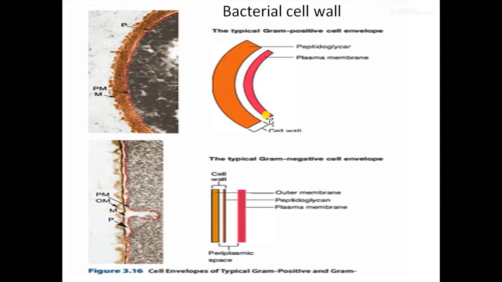And in between the plasma membrane and the cell wall, there exists a space called the periplasmic space. In the case of gram-negative bacteria, this periplasmic space also includes the space between the peptidoglycan layer and the outer membrane.